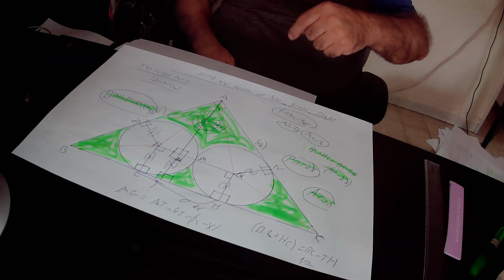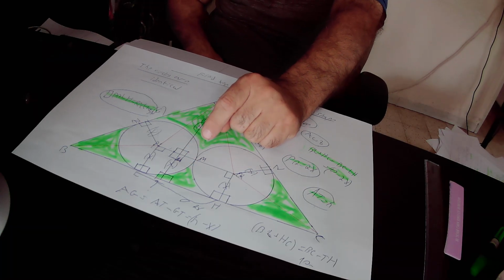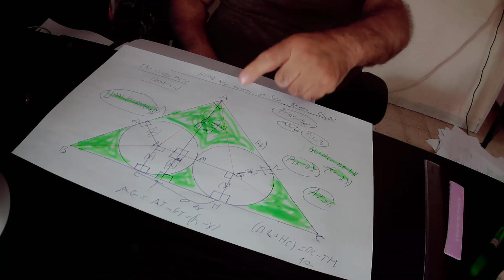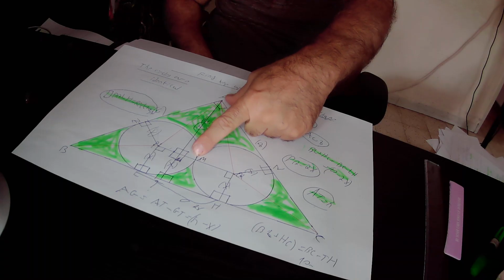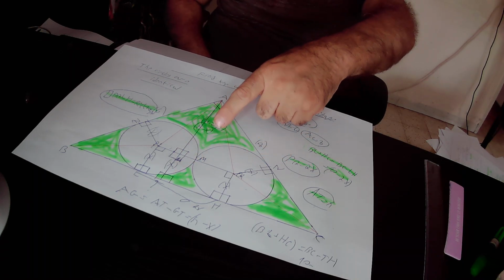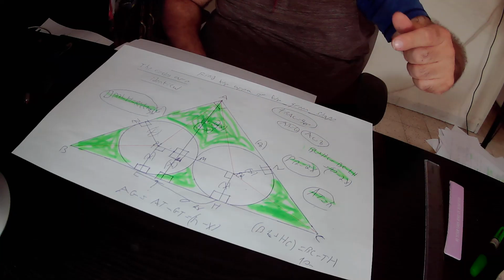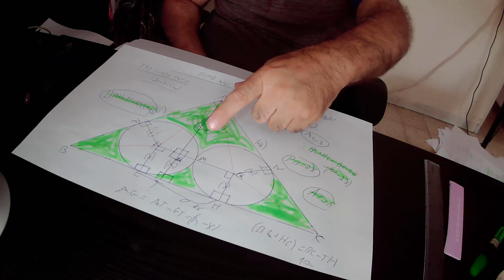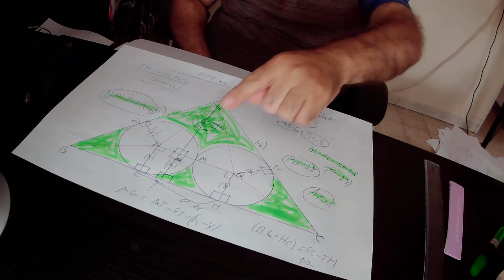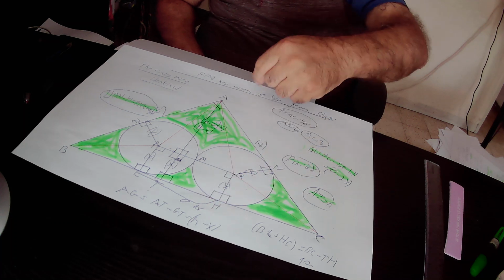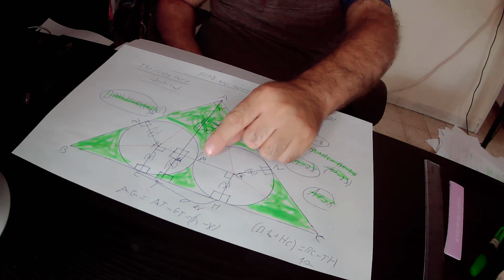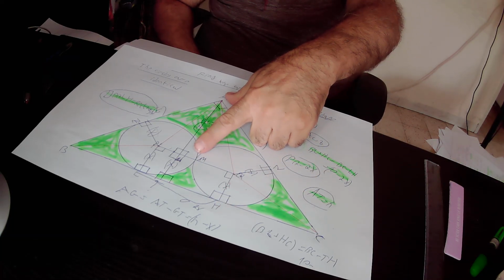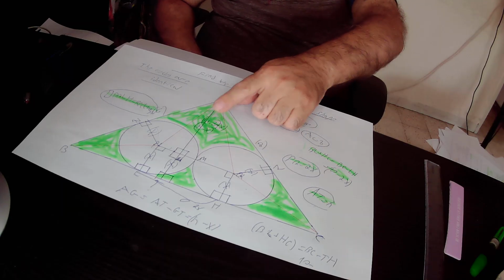So AT is the height to the base of the big triangle ABC, so we define the height AT as H. What is the length of AG? AG equals AT minus GT. AT is H according to our definition, and just like I found out, GT equals X. So in total, AG equals H minus X units in its length.